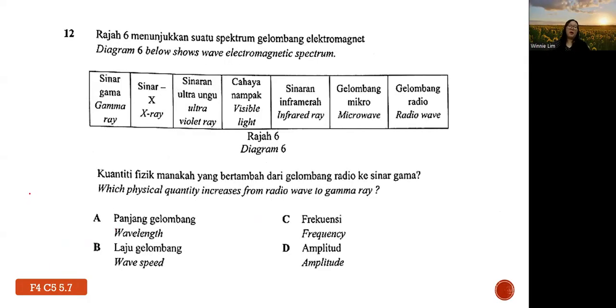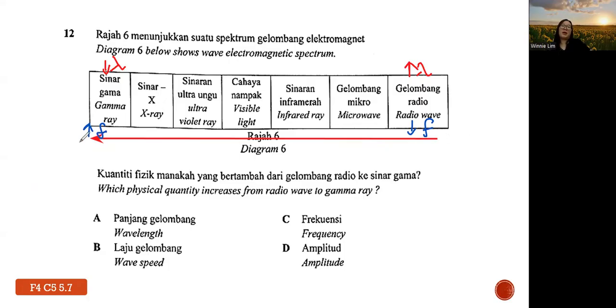Question 12 from chapter 5, electromagnetic waves. Diagram 6 shows the electromagnetic wave spectrum. Which physical quantity increases from radio wave to gamma ray? For information, radio waves have the longest wavelength, whereas gamma rays have the shortest wavelength, but wavelength has an inversely proportional relationship with frequency. Radio waves generally have the lowest frequency, but gamma rays have the highest frequency. So from radio to gamma, the frequency increases.